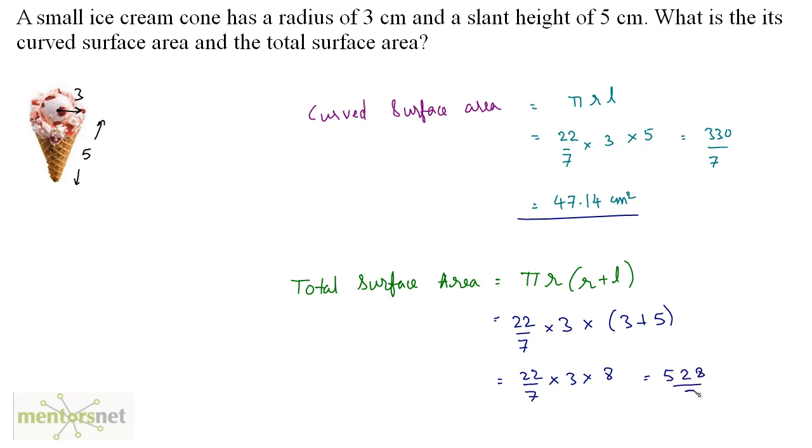So this is equal to 528 divided by 7, and 528 divided by 7 is equal to 75.42, and the unit will be again centimeter square. So that's the total surface area. So this is how you solve problems on cones. Easy, right?